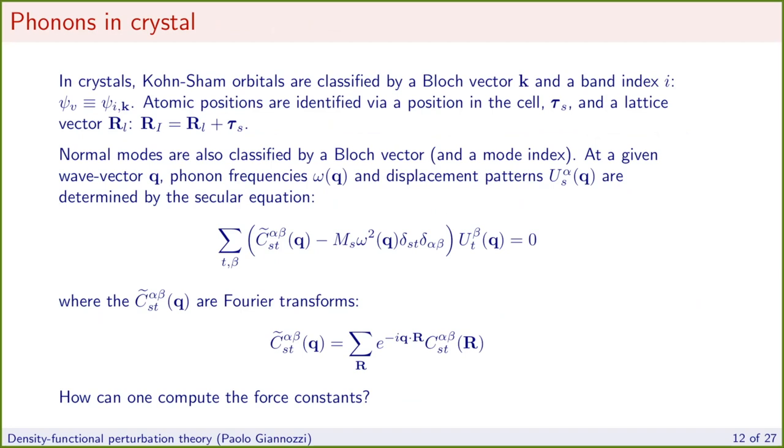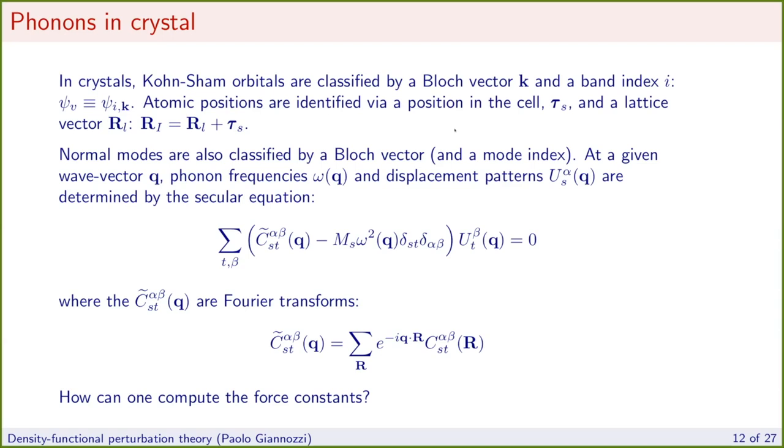It can be easily generalized to the case of periodic systems. In periodic systems, you have Bloch vectors that classify your Kohn-Sham orbitals, and moreover, you have periodicity, so you have a lattice and a cell with some given number of atoms. Periodicity comes from the existence of a lattice. And in that case, also normal modes, that is, the solutions of the harmonic Hamiltonian, are classified by a Bloch vector. Typically we label the Bloch vector for normal modes as q, while the Bloch vector for Kohn-Sham orbitals is k, but it's just a matter of distinguishing between the two.